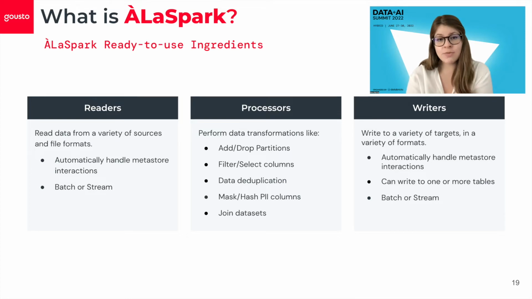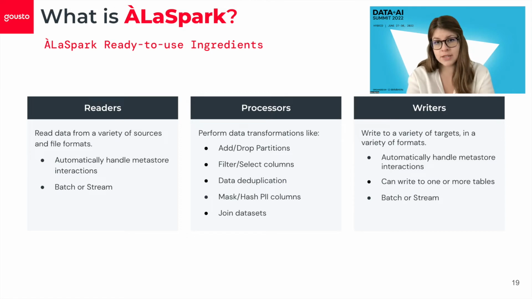All the data ingestion processes, in one order or the other, take care of three main operations: extracting the data from a given source, transforming this data according to specific requirements, and loading it into a target, or ETL, as we know it. This is why we've divided ALaSpark components into three main categories: readers, processors, and writers. The function of these components is pretty straightforward.